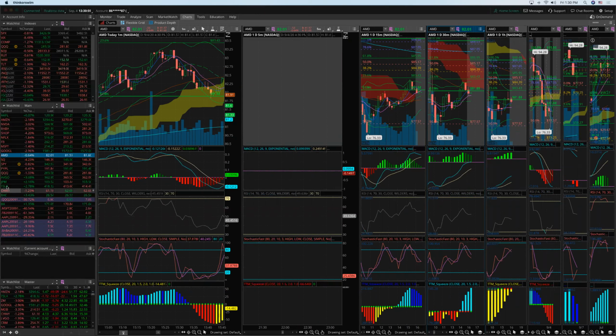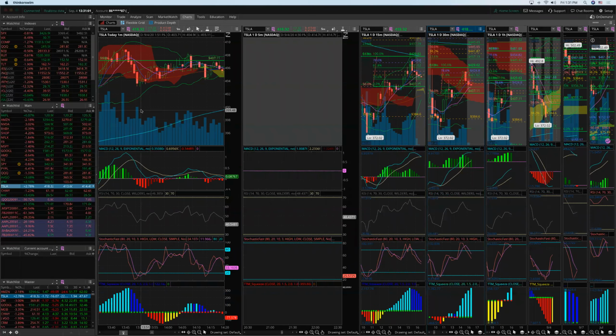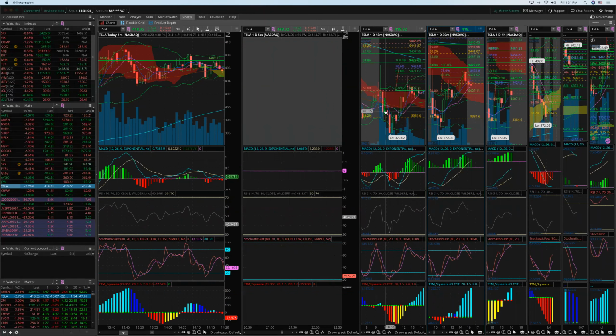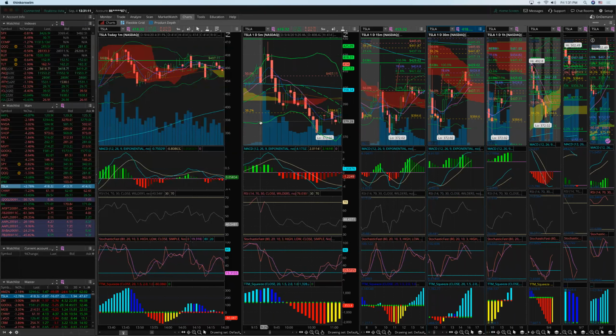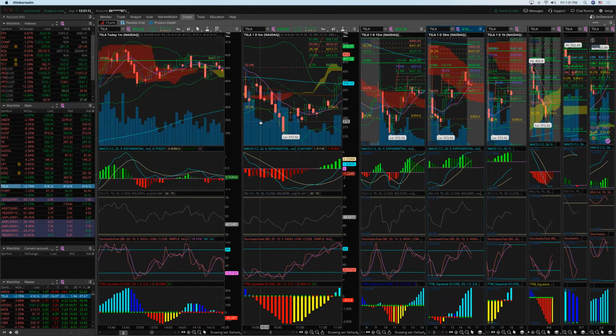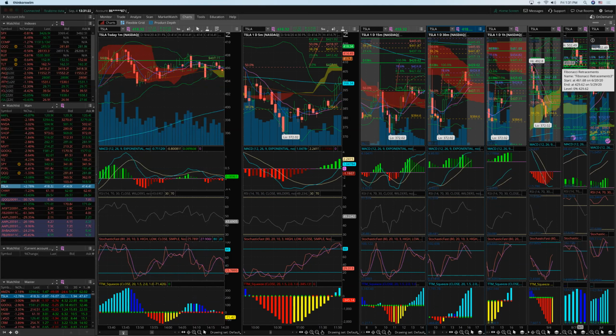So let me see. Tesla. Okay, Tesla was interesting. It came down to the 372 level, and it bounced back. Tesla was way overdue for a pullback. Way overdue. And you can see here, always pay attention to the Bollinger Band on the daily and all time frames. It was way above.